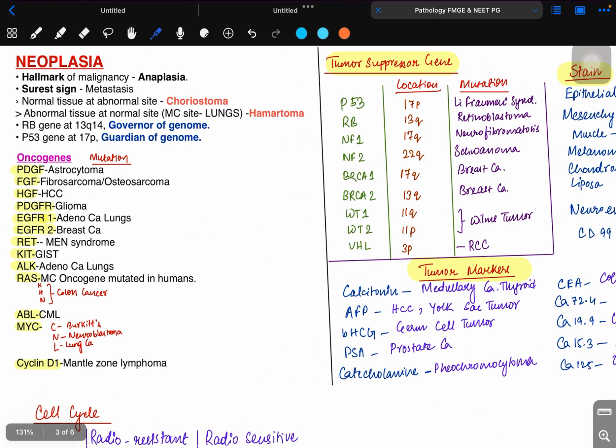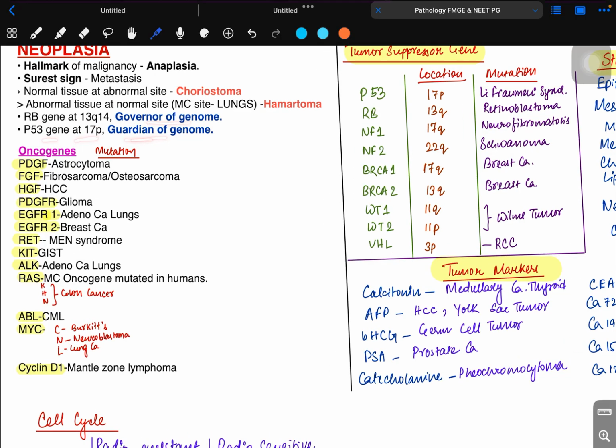Now coming to neoplasia. In neoplasia, the hallmark of malignancy is anaplasia, and the surest sign is metastasis. Normal tissue at an abnormal site is called choristoma. Abnormal tissue at a normal site, most common site is lungs, is known as hamartoma. RB gene at 13q14 is the governor of the genome, and the guardian of the genome is the P53 gene at 17p.